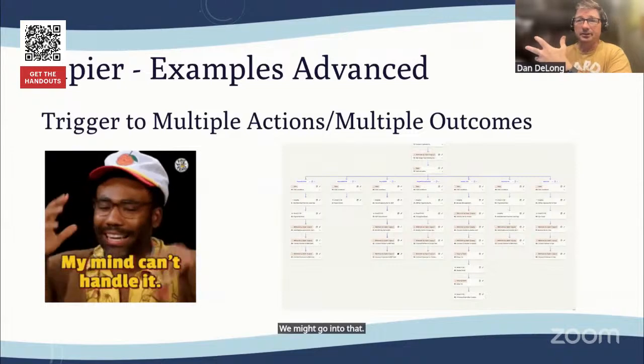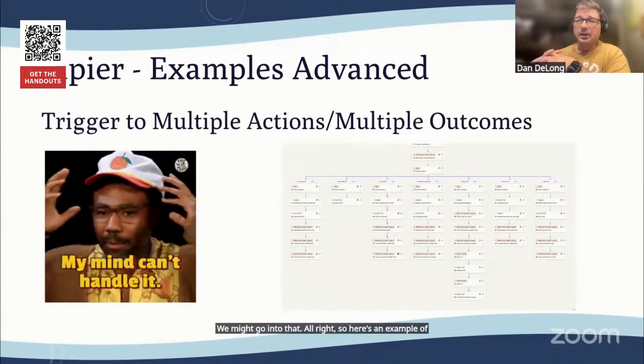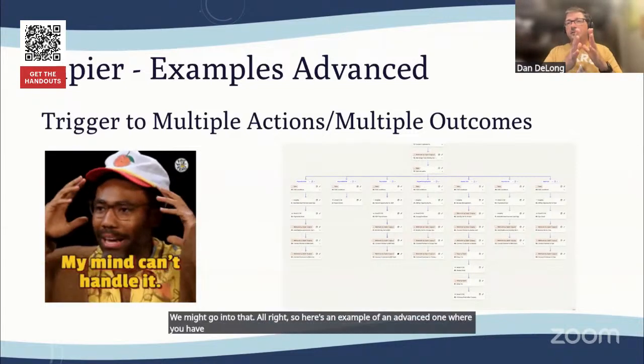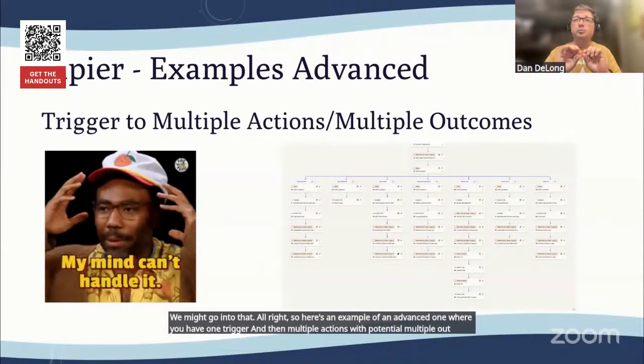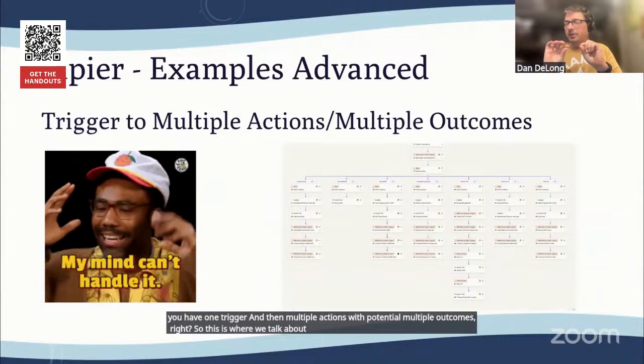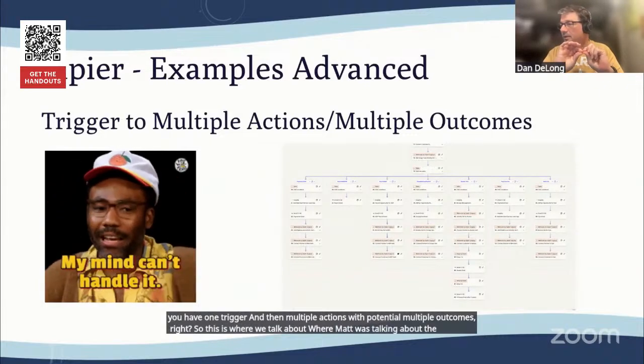All right. So here's an example of an advanced one where you have one trigger and then multiple actions with potential multiple outcomes, right? This is where Matt was talking about the conditional paths, logic, right?